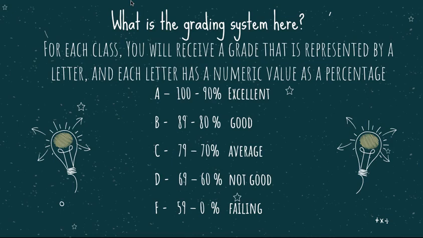So if you get a B, it means that you did very well, and it is worth 89 to 80%. If you receive a C, it means that you did okay, and you got between 79 to 70% in the class. A D means that you barely passed and only got 69 to 60%. And finally, if you receive an F, it means that you did very badly and you failed the class with 59% or less percentage points.